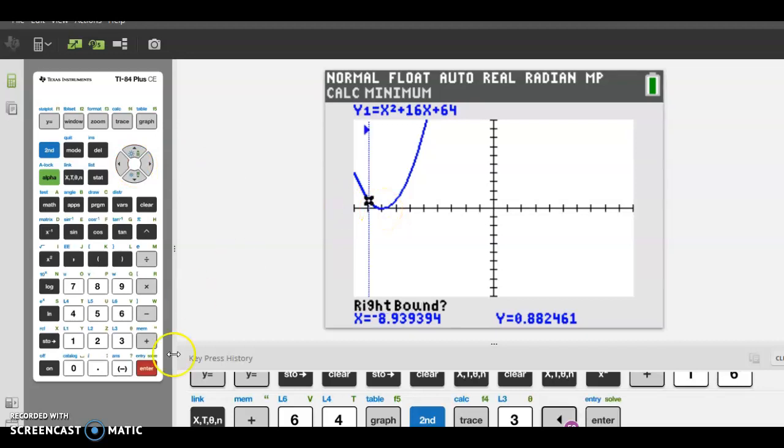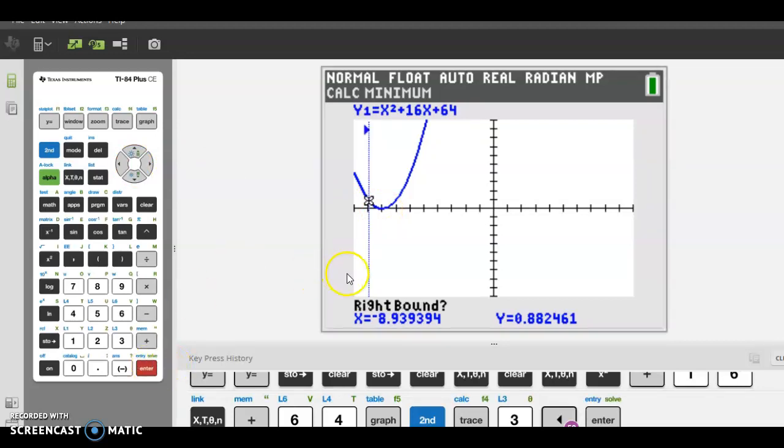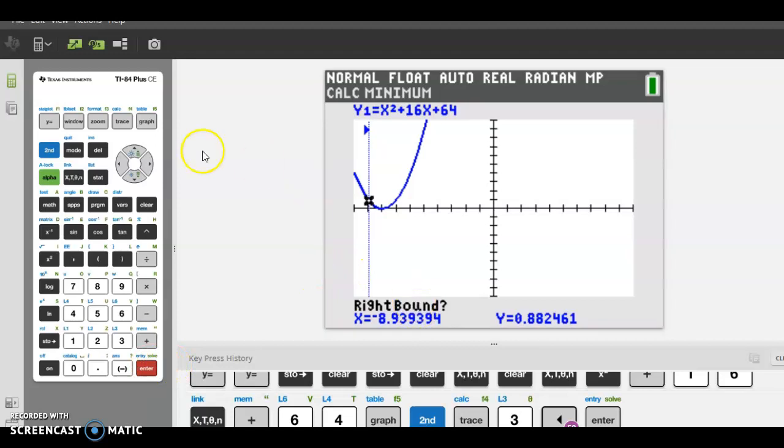And you can hit the enter button here. And then it says right bound. Look at the directions. So you're going to move your cursor to the right a couple of times until it is to the right of where you think the vertex is. And then you hit enter.